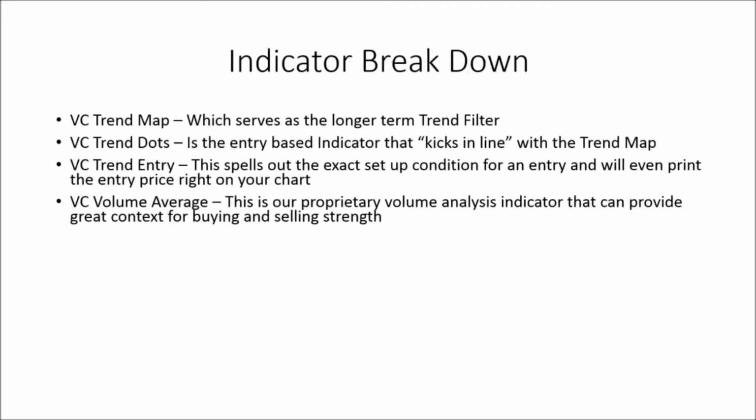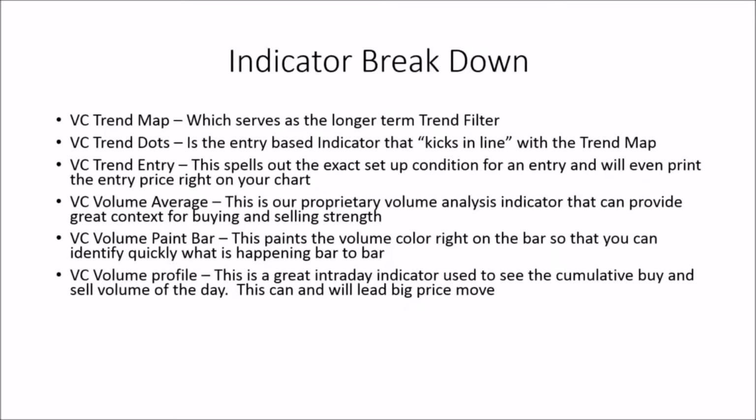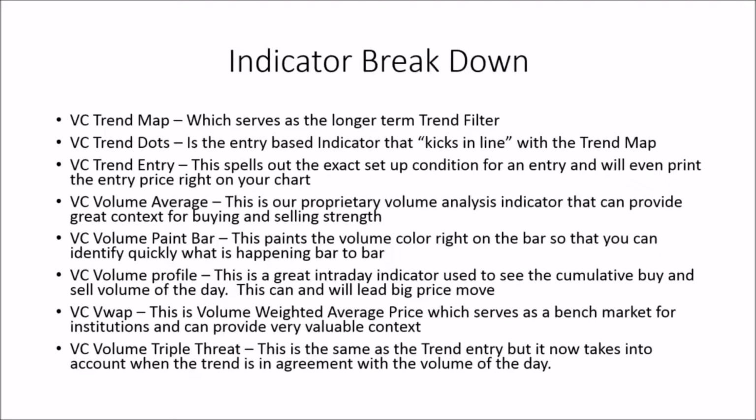VC volume average. This is our proprietary volume analysis indicator that can provide great context for buying and selling strength. VC volume paint bar. This paints the volume color right on the bar so that you can identify quickly what is happening bar to bar. VC volume profile. This is a great intraday indicator used to see the cumulative buy and sell volume of the day. This can and will lead a big price move. VC VWAP. This is volume weighted average price, which serves as a benchmark for institutions and can provide very valuable context. VC volume triple threat. This is the same as the trend entry, but it now takes into account when the trend is in agreement with the volume of the day.